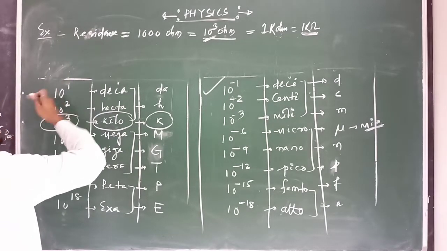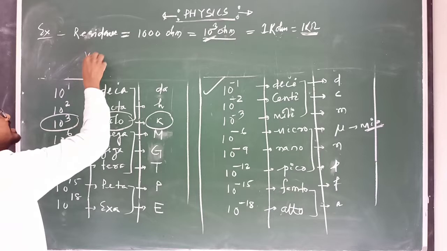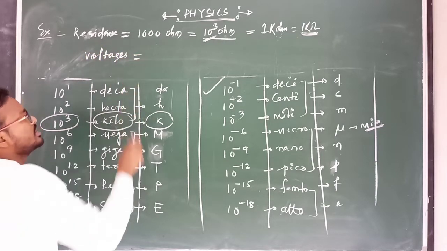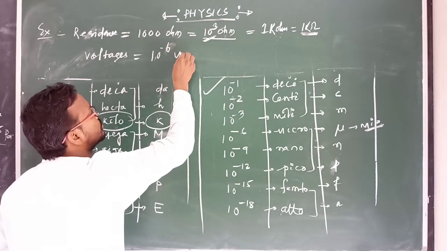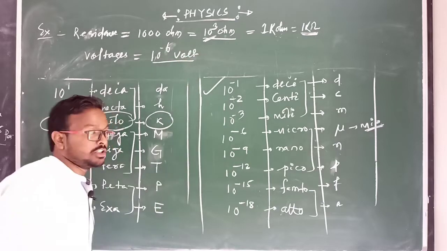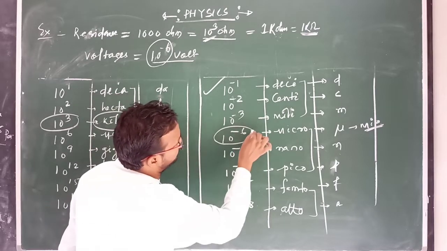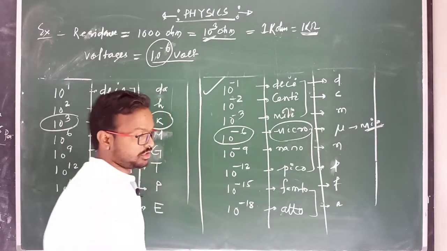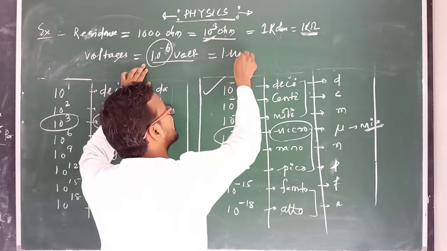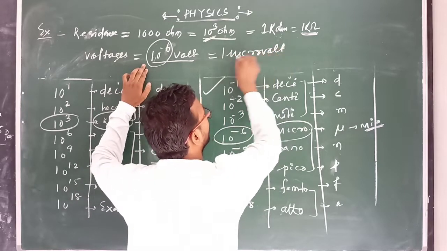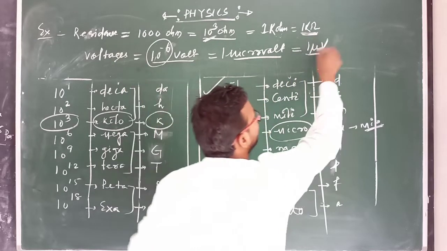Suppose we write the same thing, voltage, which is equal to 10 to the power minus 5 volt or 10 to the power minus 6 volt. Clear? So now we have to use here 10 to the power minus 6. Now this term is a submultiple and its prefix is micro. So we have to use here, which is equal to 1 microvolt.